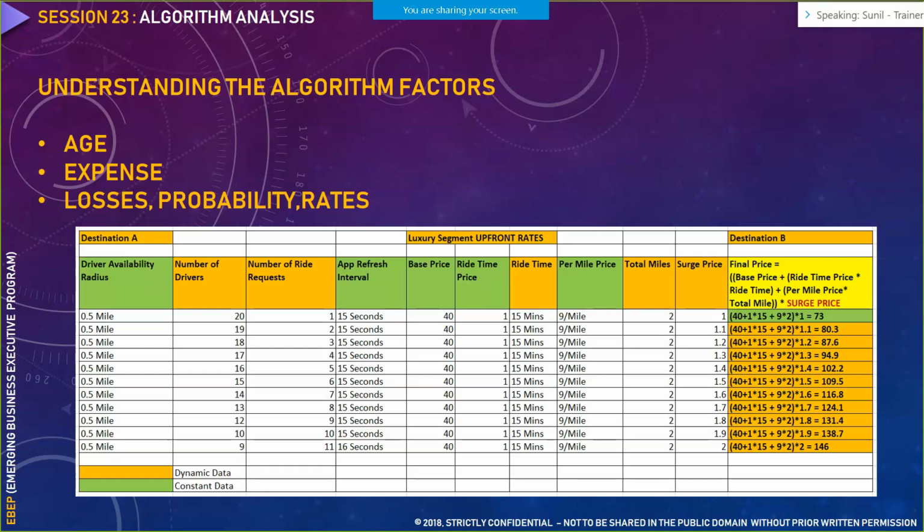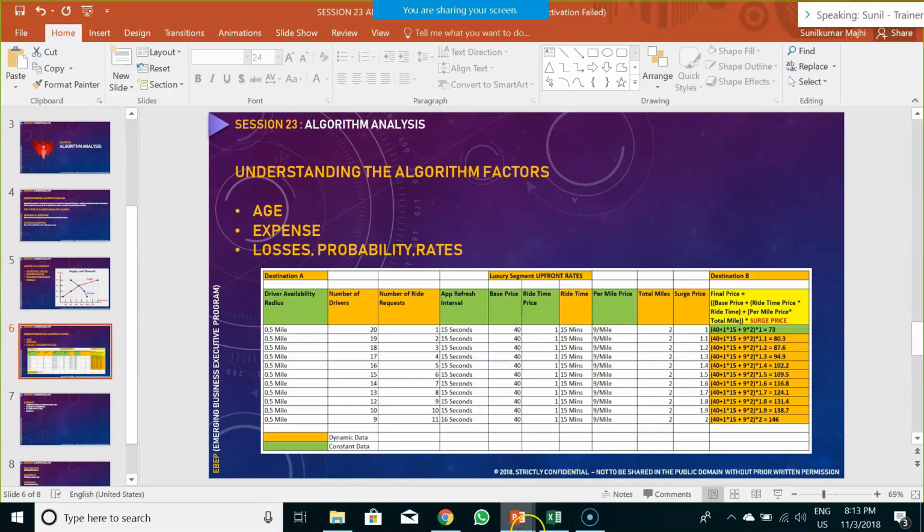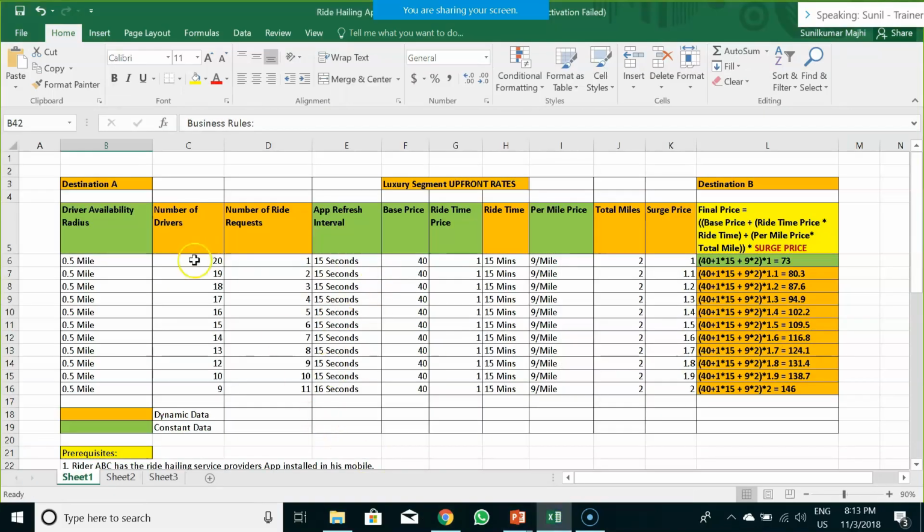Now this is an algorithm that I have created for our easy understanding. So this is a surge pricing model for our ride hailing applications, for example Uber. Now what happens over here is, if I open this particular sheet, the core need of a particular rider like you and me is to reach from one destination to another destination, that is destination A to destination B.